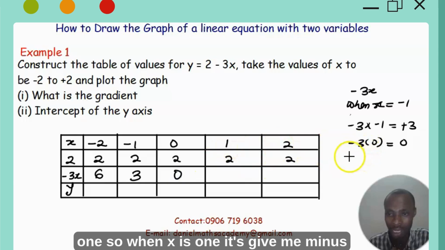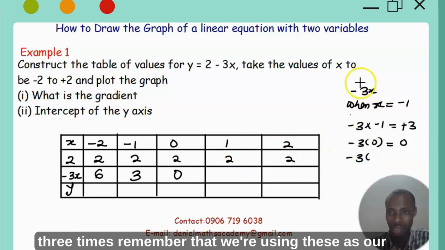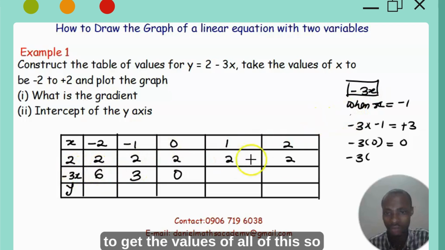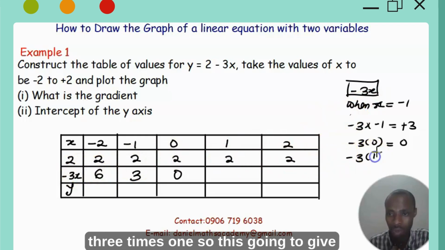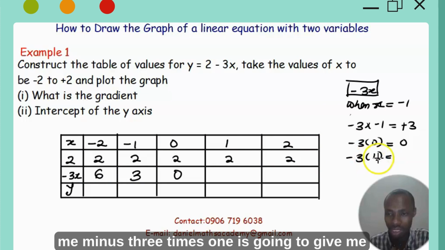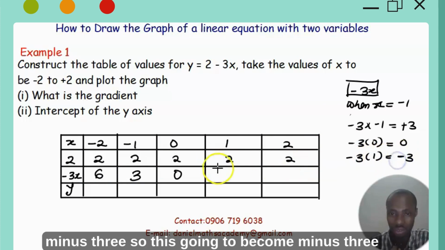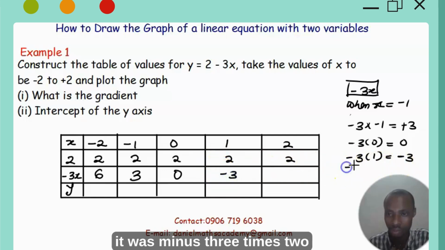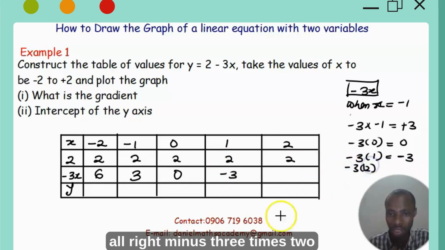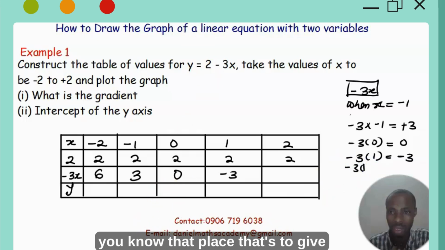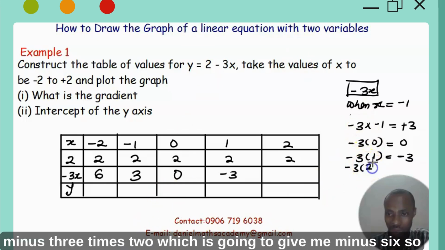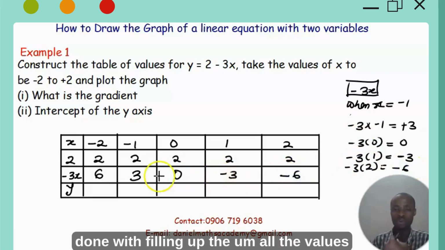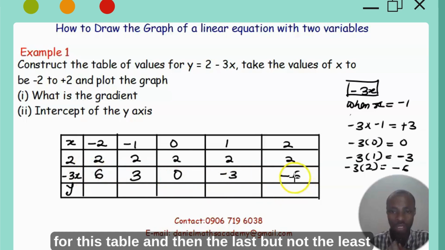Then I'm going to go to x is 1. When x is 1, it's going to give me minus 3 times 1. Remember that we're using this as our base formula to get the values of all of this. So minus 3 times 1 is going to give me minus 3. In that same vein, when x is 2, this is going to give us minus 3 times 2. Take note of that, please. That's going to give me minus 6. I'm done with filling up all the values for this column of the table.